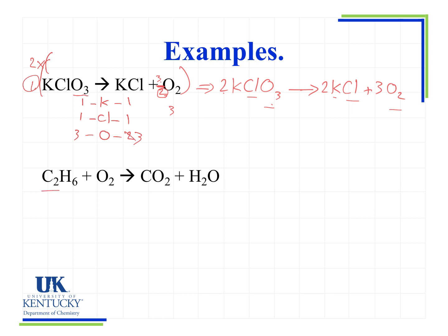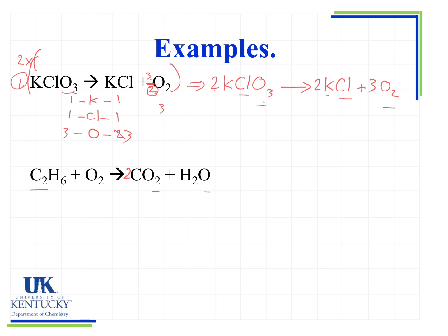So we have carbon, you have 2 carbon here and 1 carbon here, so I write 2 here to make this 2. Oxygen is in 2 places, so we do not touch oxygen yet. It's better to work with carbon and hydrogen first. So you have 6 hydrogen here on the reactant side, you have 2 here, so if I put 3, that makes this 6. So now I have balanced the carbon and hydrogen. So now it's better to go and check oxygen.